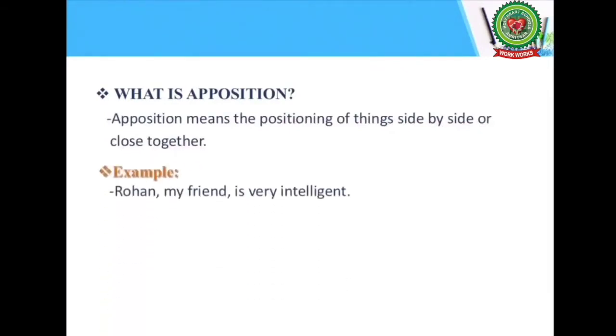Example: Rohan, my friend, is very intelligent. How many nouns are there in this sentence? There are two nouns. One is Rohan and the other is my friend. But that is the same person only. Two nouns are used for the same person. Here, my friend refers to Rohan. Now, which word is giving additional information about Rohan? That is my friend. The additional information that describes the first noun is called the apposition. So here, my friend is used in apposition with the noun Rohan.